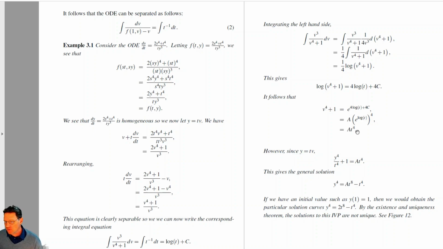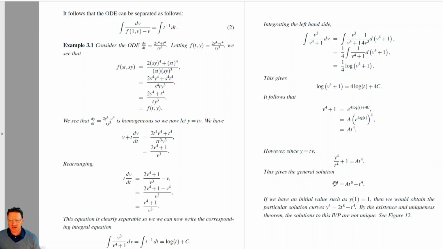So we can rearrange this now and sub back in what v is. Remember, v is equal to y over t. Okay, so we want to take the 1 over to the right-hand side of the equation, replace v with y over t. Okay, so in the end we get y to the power of 4 is equal to a t to the power of 8, because we have to multiply throughout by t to the 4 there. Okay, so a t to the 8th minus t to the 4th.